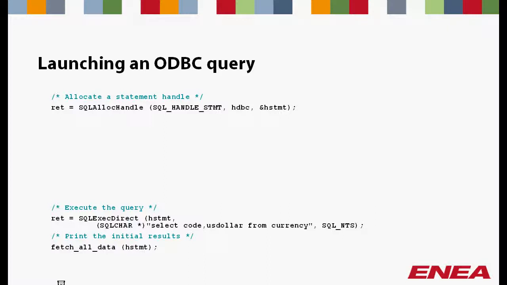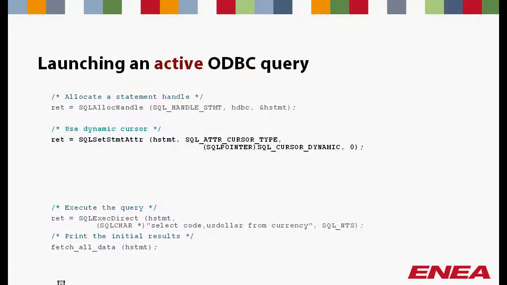The next stage is to make this query an active query. And actually it's very simple. We just have to set a flag on the statement handle to say that you want a dynamic cursor rather than a static cursor. And the Polyhedra client library code interprets this as a request for an active query rather than a static one-shot query.